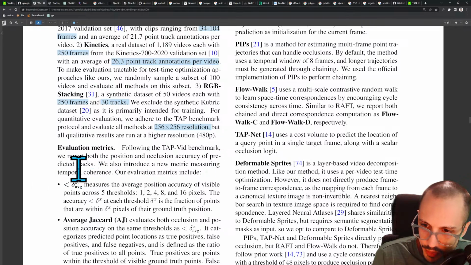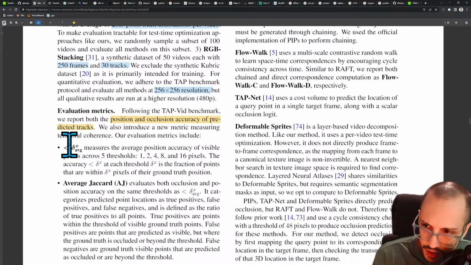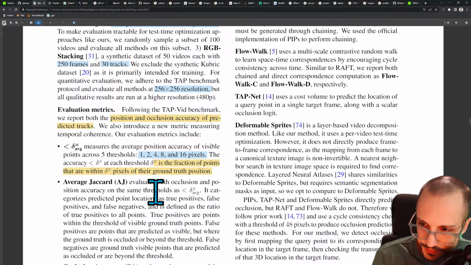Following TAP, we report both the position and occlusion accuracy. Okay, so these are the quantitative metrics they're going to use here. Less than delta x average measures the average position accuracy of visible points across 5 thresholds. Okay, so if the point is within 4 pixels of the original point, then it counts as a hit, I guess, and the threshold is the fraction of points that are within X pixels of their ground truth position. So this is a little bit hard-coded, to be honest, an accuracy metric with a threshold.